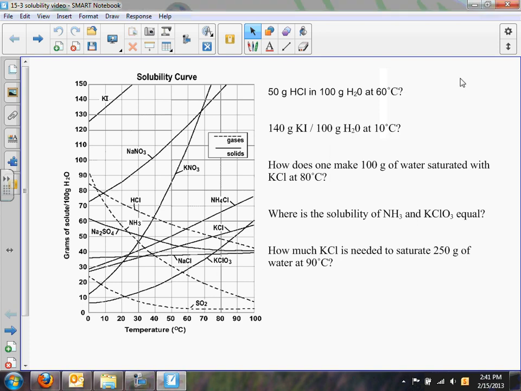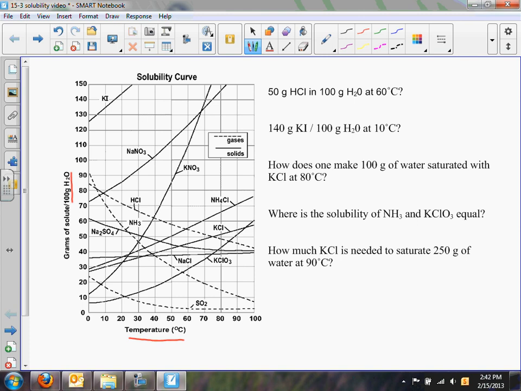This is a solubility curve, and it does that. It tells us how soluble things are at different temperatures. And you'll notice as the temperature changes down here, your solubility, the grams able to dissolve in 100 grams of water, changes. For most solids, you'll notice as you increase the temperature, the solubility increases.